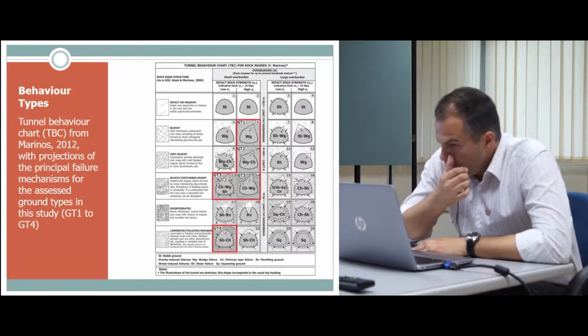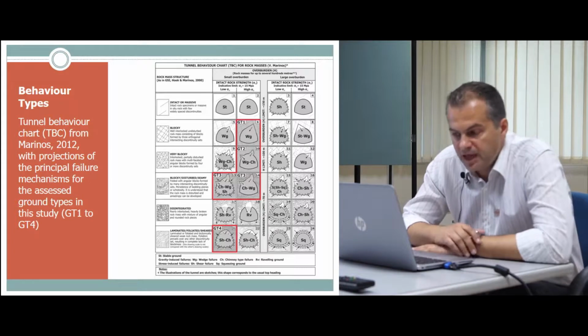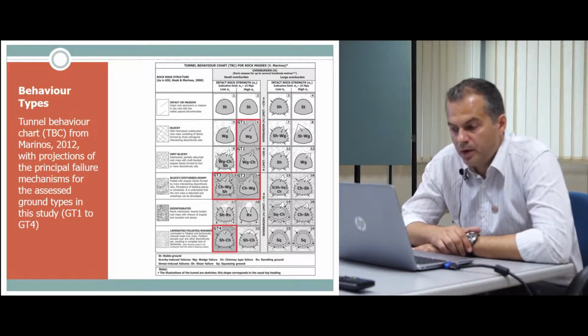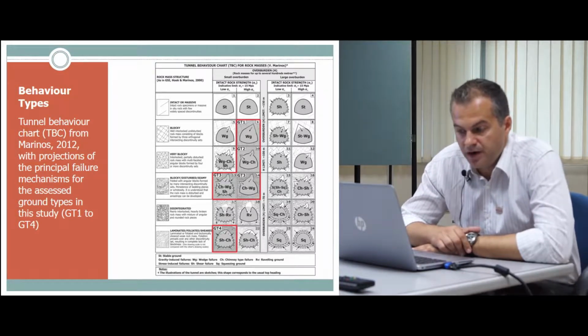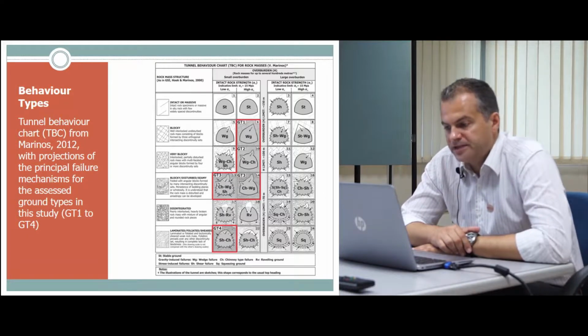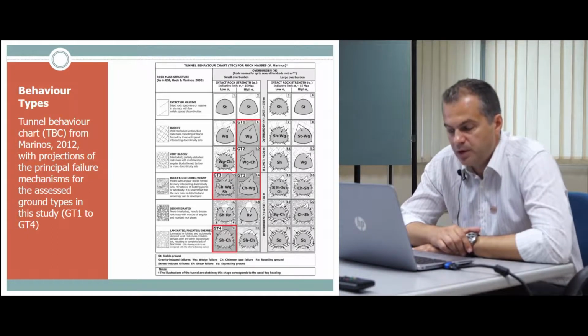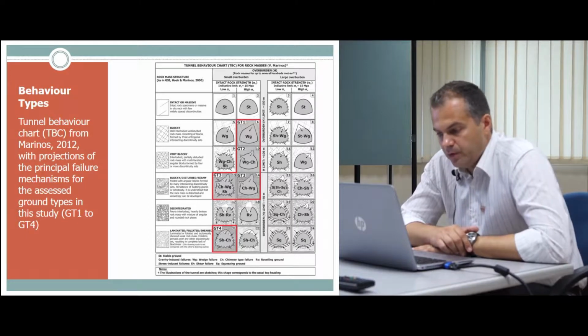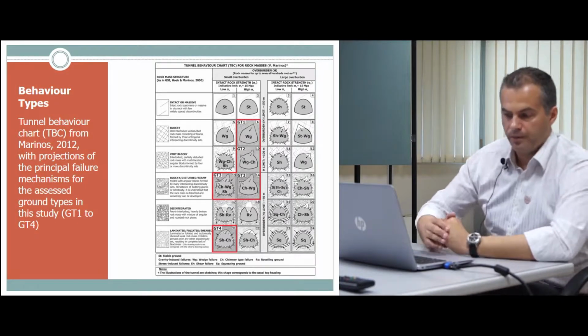Behavior type 2, it's a crown failure or a chimney type failure. Here we have this case in ground type 4. And behavior 3 is a shallow shear failure. We may have this in both ground types 3 and 4.